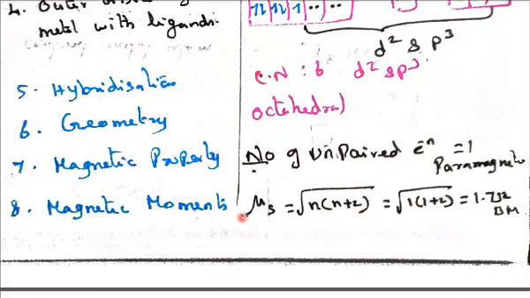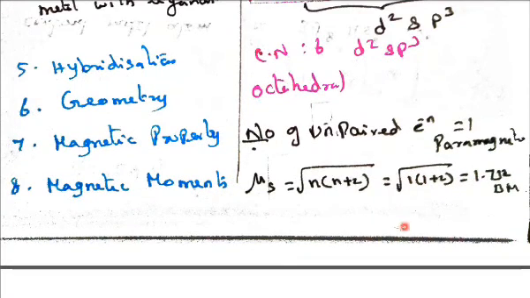So the magnetic moment we should find out: mu is equal to root of n into n plus 2. So root of 1 into 1 plus 2 means 1.732, because 1 plus 2 is 3, into 1, 3. Root 3 value is 1.732. BM is Bohr magneton, the unit of magnetic moment.